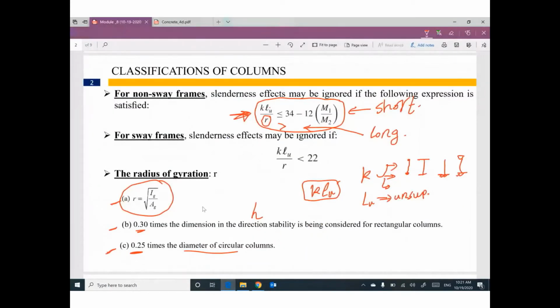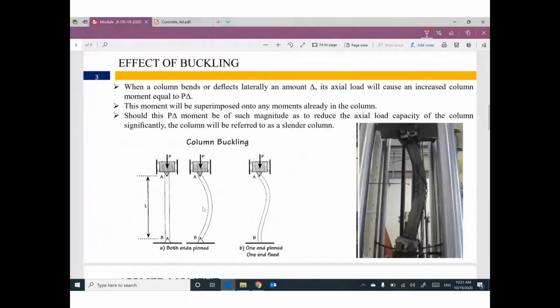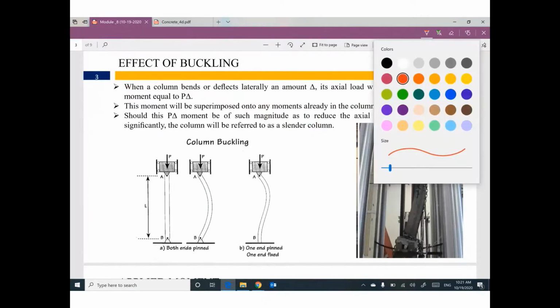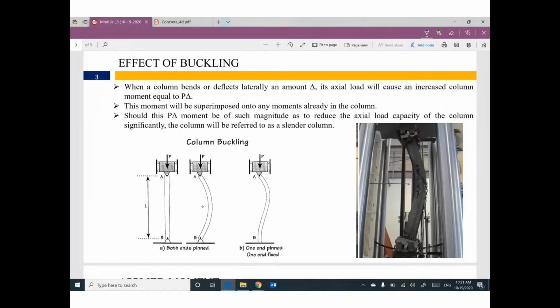If the column is under the effect of buckling, we have a big issue. Do you know why? I will let you know. If this column is not subject to buckling, and you have applied force here, can you tell me what is the moment here? What is the moment due to this force, P? Do you remember any moment?